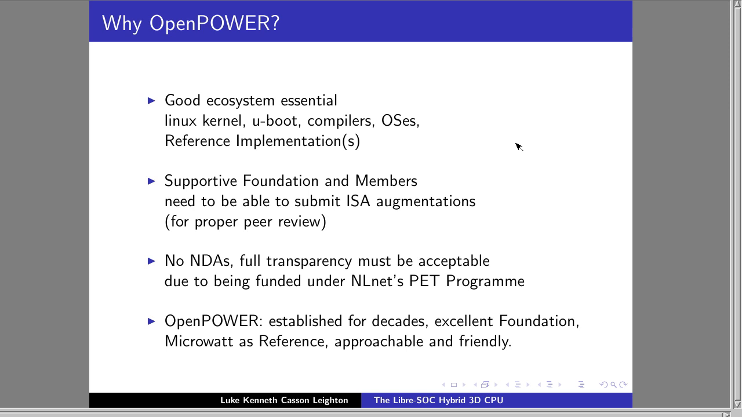And unfortunately, the RISC-V Foundation has closed processes that prevented and prohibited us from participating. OpenPOWER has been established for decades, excellent foundation. MicroWatt has been a hugely valuable reference for us, and the team have been hugely approachable and friendly. So it just makes sense.